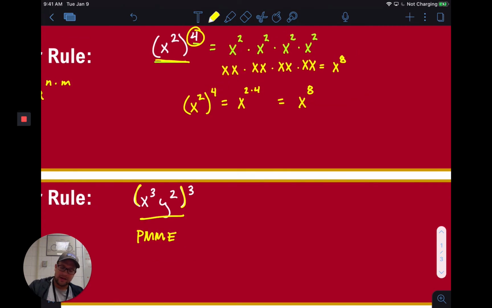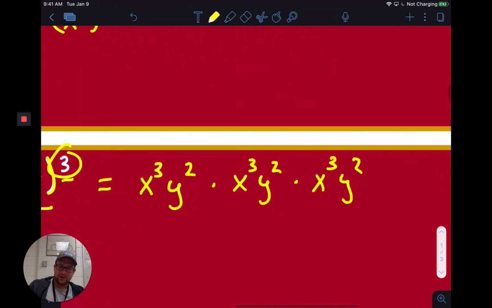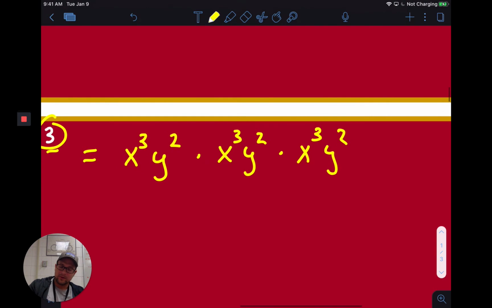If this is the base and this is the exponent, this would tell us to take x to the 3rd, y to the 2nd, times x to the 3rd, y to the 2nd, times x to the 3rd, y to the 2nd. Right? We take the base and multiply it by itself 3 times. Now, if we just regroup this for a second, it looks like we have 3 x's, 3 x's, and 3 x's. If we put all those x's on the same stack, we would end up with 9 x's total.